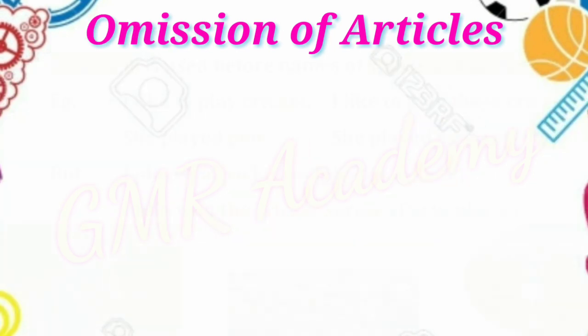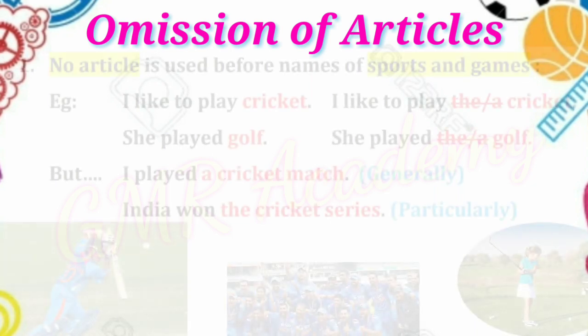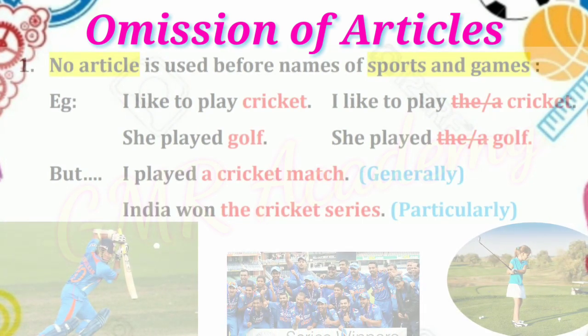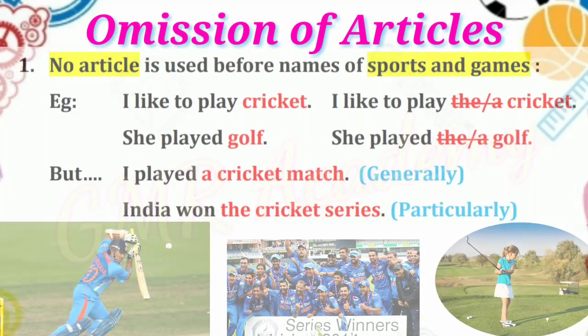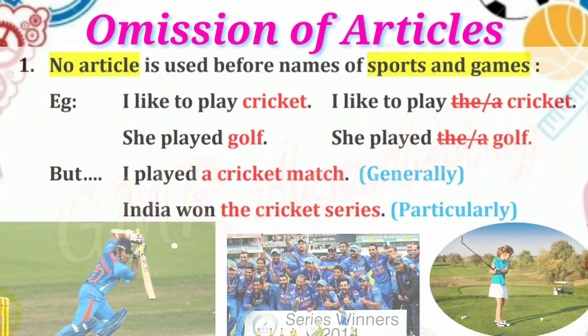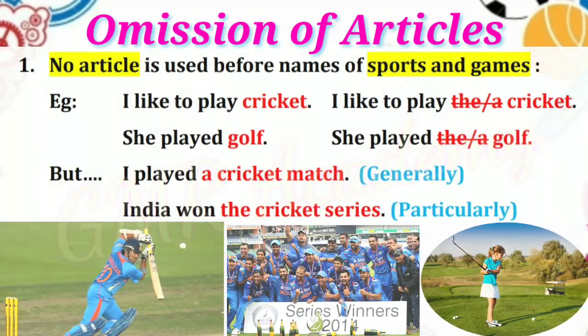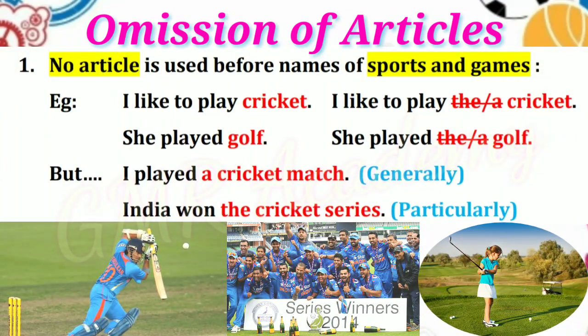Let's see omission of articles, or zero articles, or no articles. Number 1. No article is used before names of sports and games. Example: I like to play cricket. Cricket is the name of a sport and we never use an article. I like to play the cricket or a cricket is incorrect. She played golf. She played the golf or a golf is incorrect.